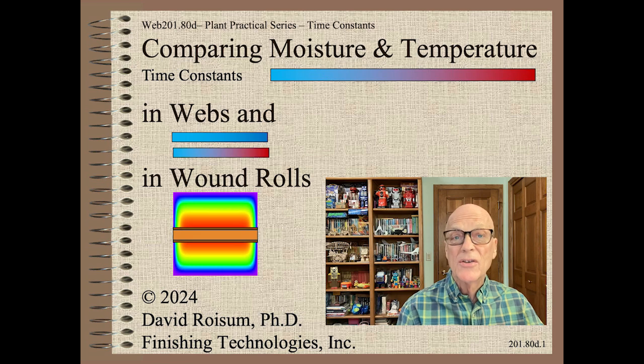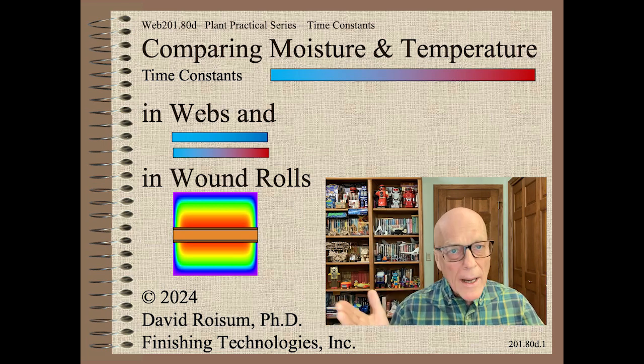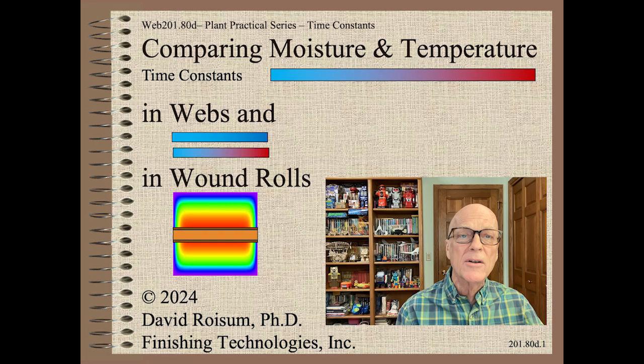I am super excited to continue our new series on time constants. This week, we will be making head-to-head comparisons of the time constants for moisture and temperature for both webs and rolls. Even though the physics are identical, the time scales are a bit different. If you haven't seen the first 4 episodes in this series, now might be a good time to do so.